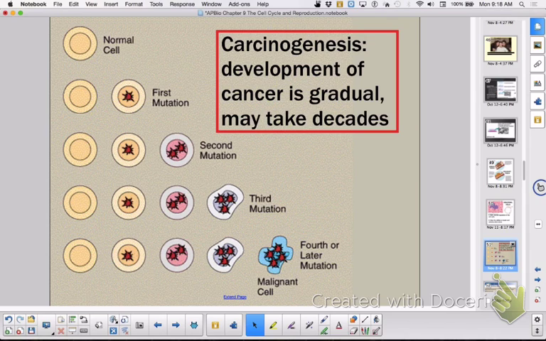Okay, let's see where we are in our notes. Cancer is a cellular growth disorder that results from the mutations of genes that regulate the cell cycle and loss of control. And then I already gave you this definition right here, carcinogenesis. That was a new word.